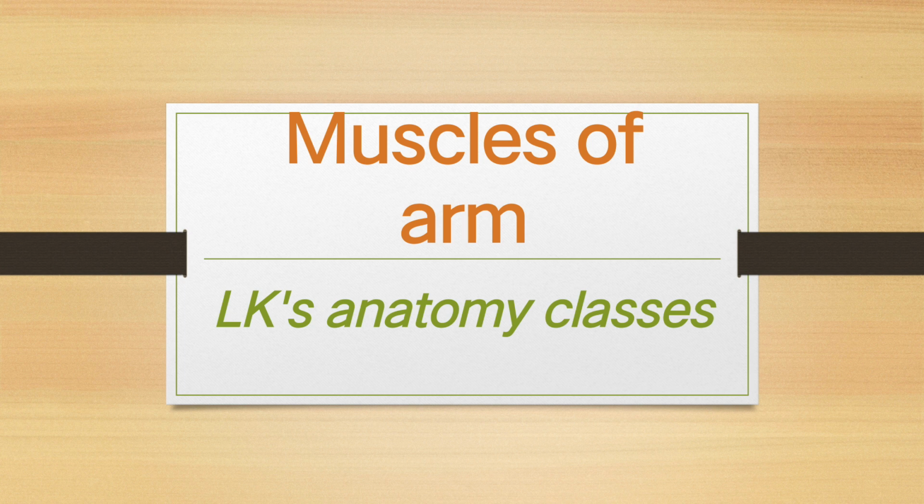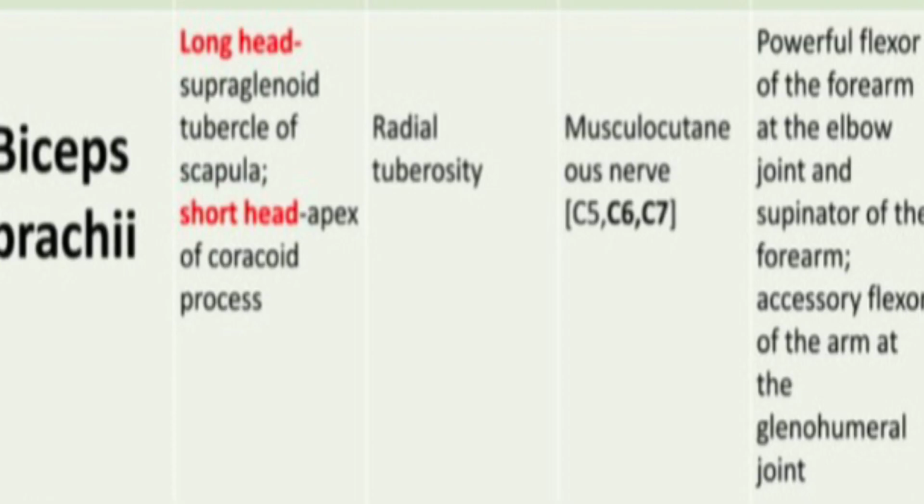Today we are going to discuss the muscles of the arm. Usually there are four muscles in the arm region: three muscles in the anterior aspect, and one muscle in the posterior aspect. Biceps brachii is one of the muscles of the anterior aspect.